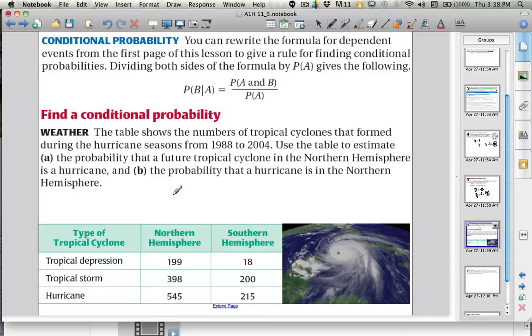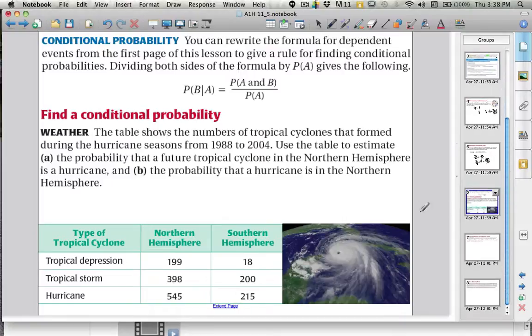So the probability of A, right? So A is the future tropical cyclone is actually a hurricane. So I have to find out all these different storms. It would be nice if I had totals here, but I don't. So when we look at the hurricane, it's going to be 545.